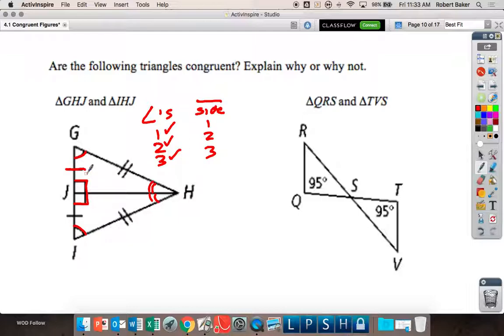Now we move on to sides. It says that this side is congruent to this side. Check. It says that this side is congruent to this side. Check. But is there some way to prove that the third sides are congruent? This is the lingering guy. That's the last piece that we need. Is there a way to justify that? So let me write it down. Is this true?